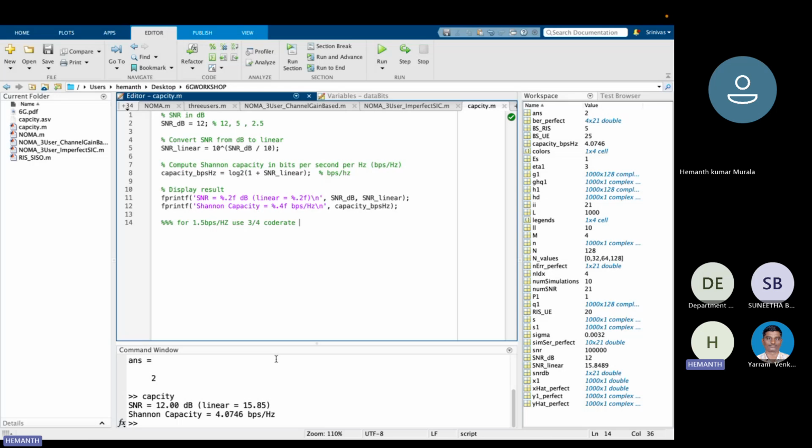SNR will be decreasing, which means your capacity will be decreasing. Your capacity decreasing means your data rate will be decreasing. Your data rate decreasing means you are choosing a low modulation scheme. That is the logic. And 5G works on an adaptive modulation scheme. So according to your SNR, you calculate the capacity, and after the capacity, you choose the modulation scheme. Clear?